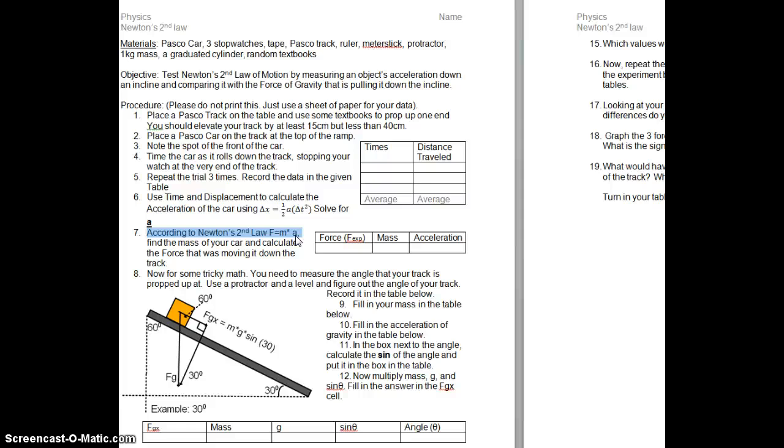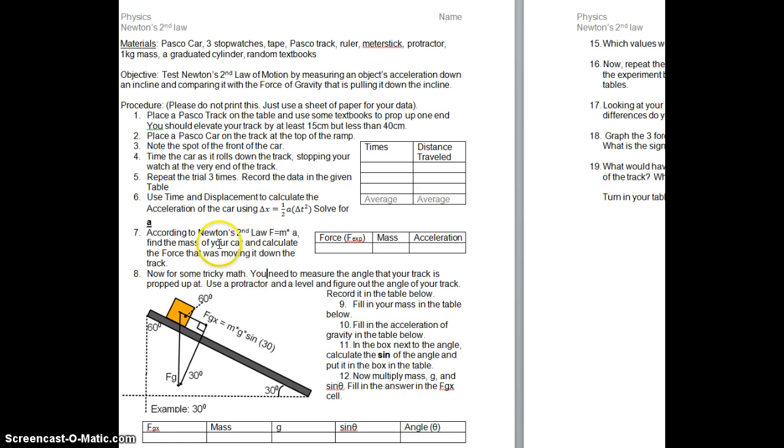And for a given force, mass and acceleration are inversely proportional. That just sets up the equation for us here, F equals ma. It's one of the really big deals in science.